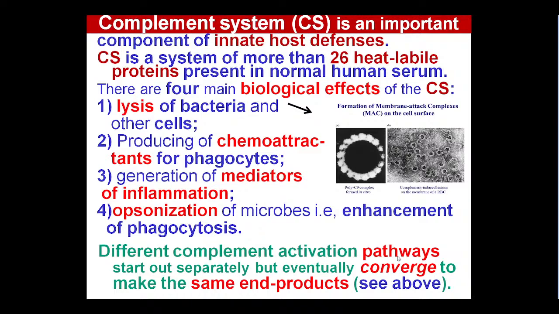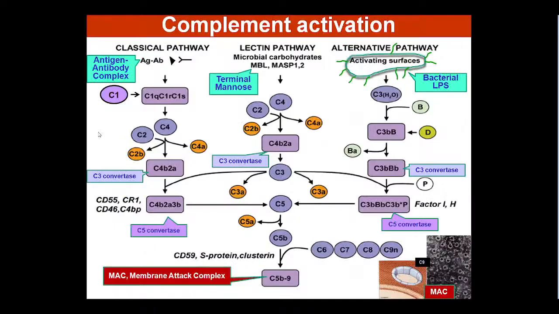Different complement activation pathways are known, but eventually all these pathways of activation converge to make the same end products. Here you see a scheme of the 3 pathways of activation of the complement system. Classical pathway, left, lectin pathway, middle, and alternative pathway, right.